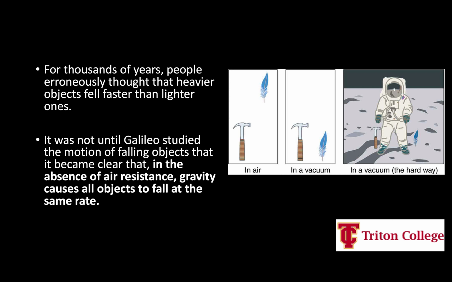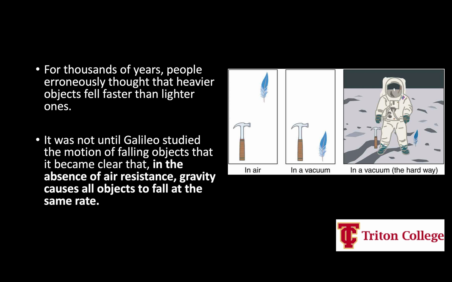So for thousands of years, people erroneously thought that heavier objects fall faster than lighter objects, because when you're just traveling down the road, it is true that the heavier the object, the more speed it has, and the harder it is to slow down.